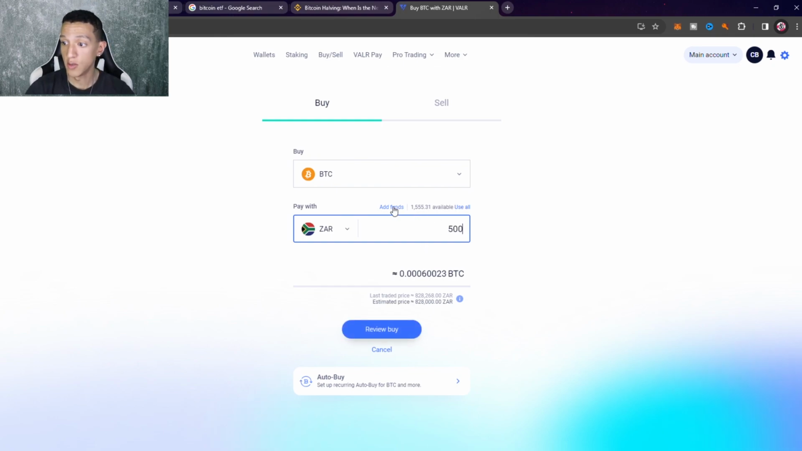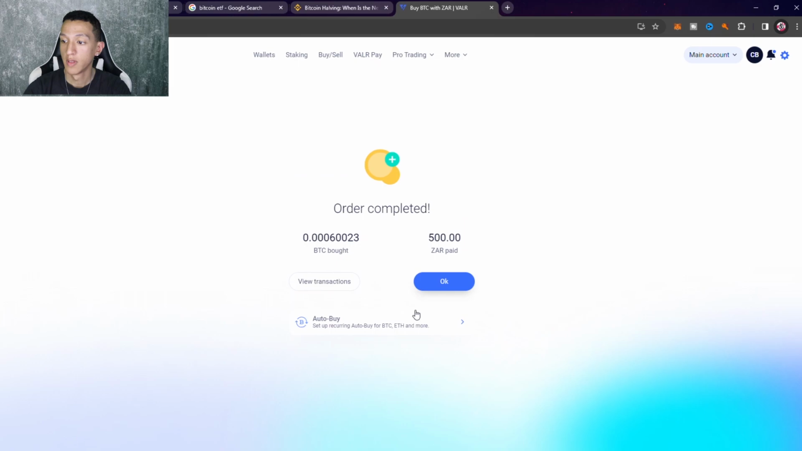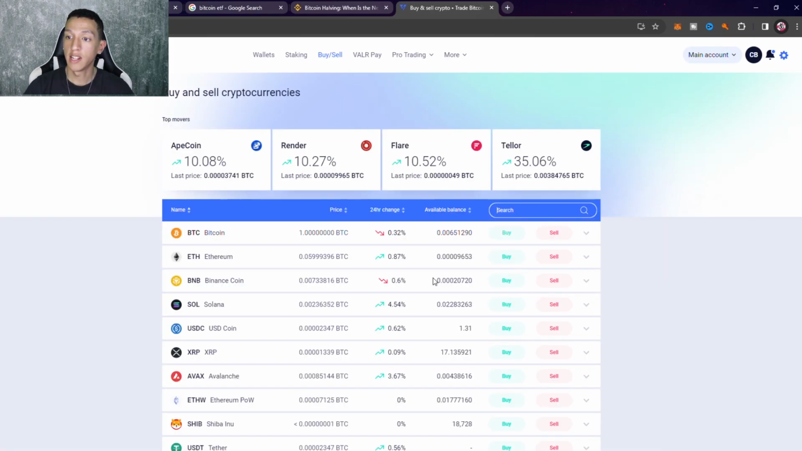So you can see this is, once again, add funds will take you back to where you deposit. So you'll just say review buy. And you can see you are paying 500 ZAR, you will get this amount of BTC, and we'll just say confirm buy. And the order is complete. And just like that, I own more Bitcoin now. That's the simple steps of buying it via market.